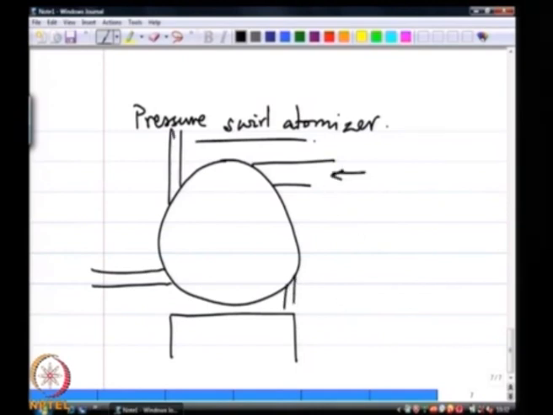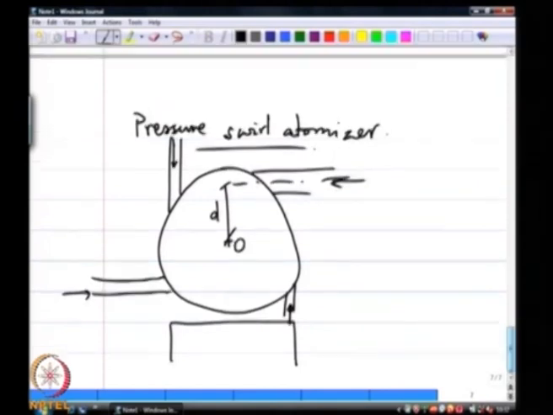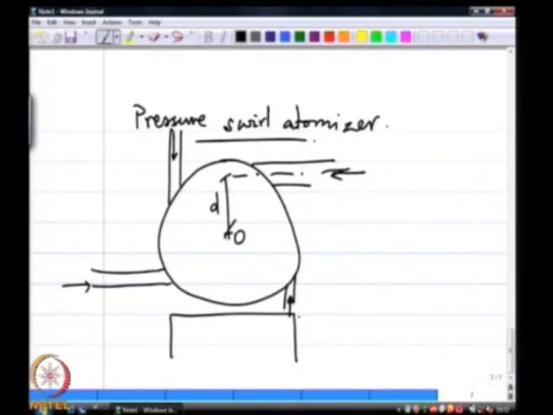So, a typical pressure swirl atomizer is composed of, let us say, some n number of tangential inlets that bring fluid in. These tangential inlets may be located at a distance d away from the center of this swirl chamber. I will just show one of the tangential inlets, because the others are sort of hidden. So, this is a swirl chamber.